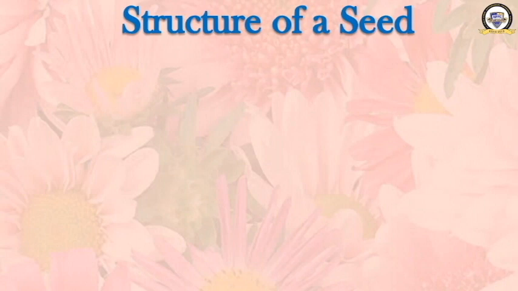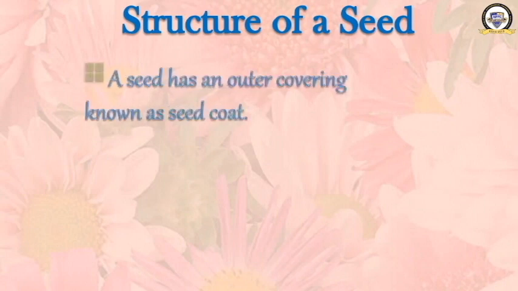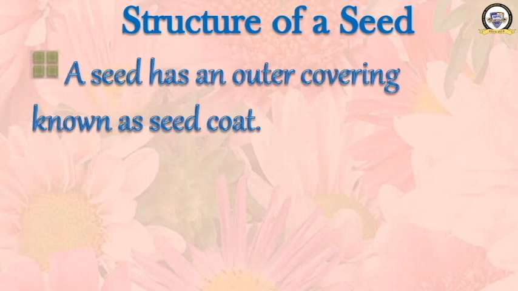We are moving to discuss the next topic, that is the structure of a seed. We will learn the structure of a seed now. A seed has an outer covering known as the seed coat. All the seeds have an outer covering. You might not have seen it.